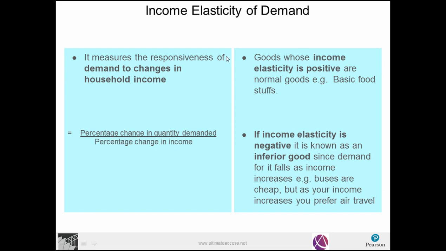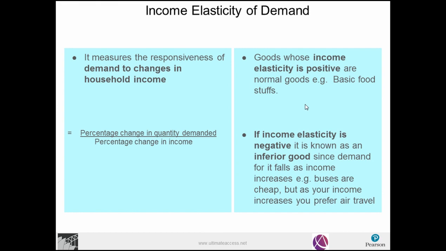If you realize between price elasticity of demand and income elasticity of demand, one of the key things is that the percentage change in quantity demanded is always the numerator, while the income change or the price change is the denominator. Now, goods whose income elasticity is positive are normal goods like basic foodstuffs. Now, this basically means that the more income you have, the more you buy of those basic foodstuffs, isn't it? The more you demand for those basic foodstuffs.